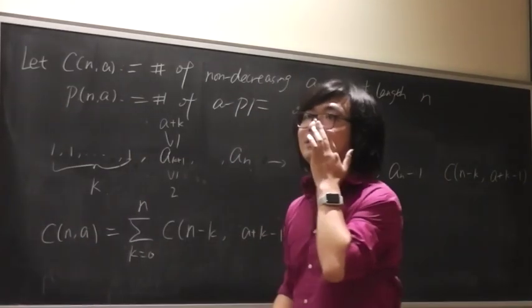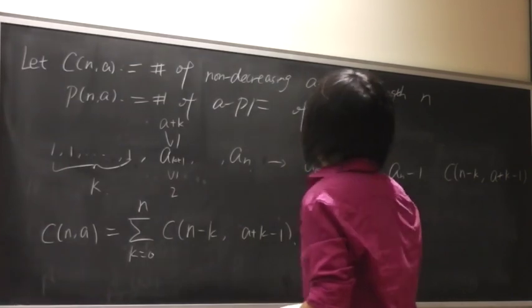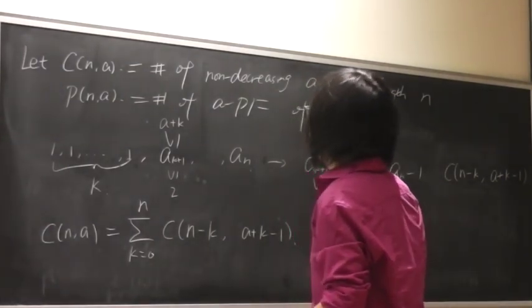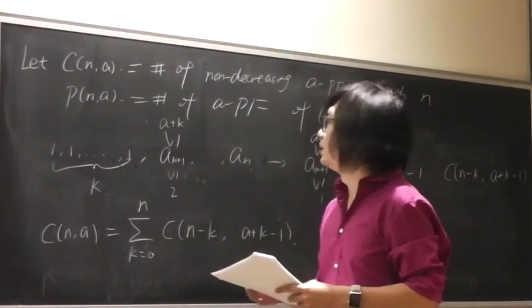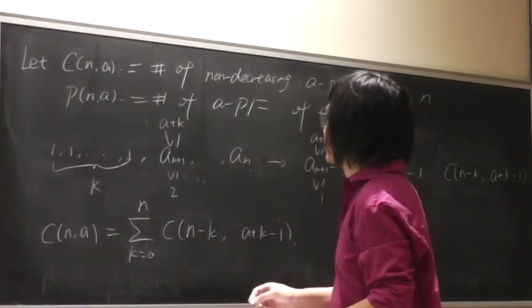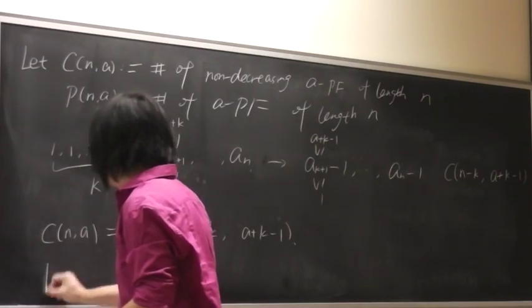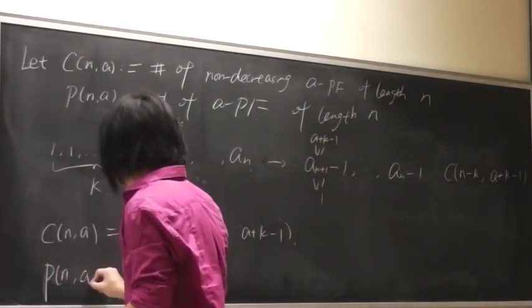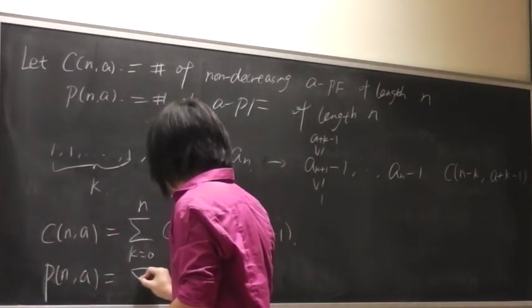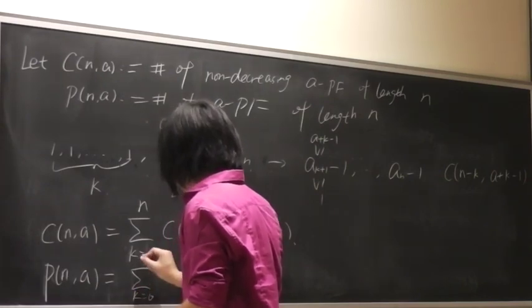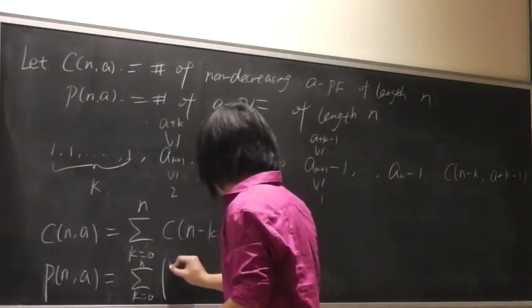So for P(n,a), it's very similar. Because it's not sorted, we need to consider the positions of the k ones. So of course the count is n choose k. So for P(n,a), it's the sum from k equals 0 to n, and then n choose k.